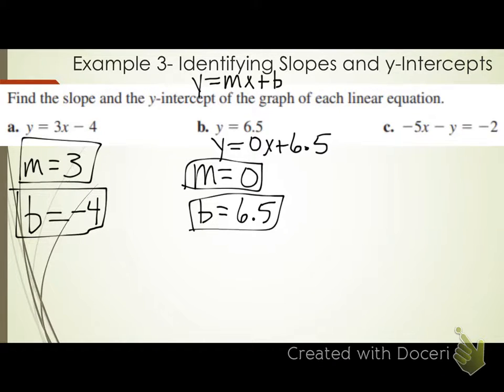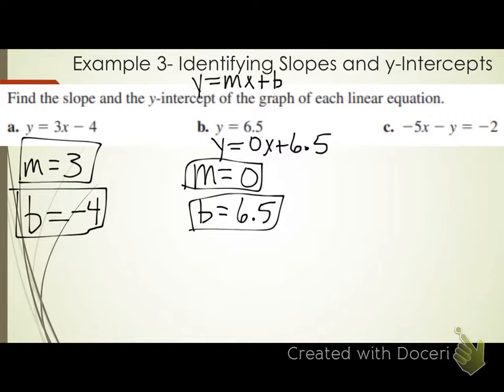Questions on letter B? No. Okay, letter C. Is that in slope-intercept form? No. It is not, because y is not by itself, correct? So what do you think I need to do before I identify the slope and the y-intercept? Get y by itself. Get it into slope-intercept form.